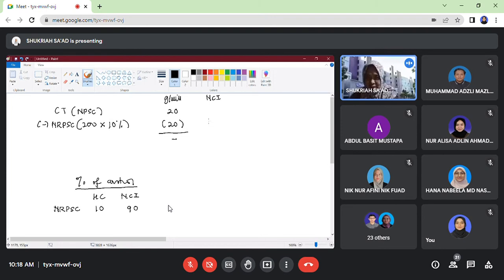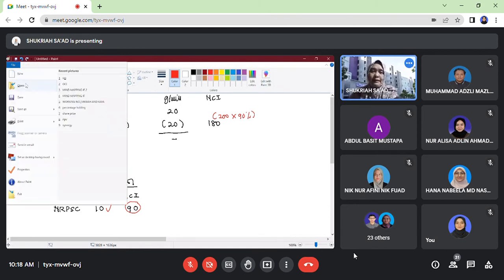The NCI must have a value here, 180. How do I get this 180? Because NCI is 90%, don't forget that in the NCI column there is a figure for non-redeemable preference share capital. The value comes from 200 multiplied by 90%. The one multiplied by 10% is already done. So put 180 under the NCI column. So the total with no goodwill is settled, and the total goodwill we transfer to CSOFP is 25. Then we go to the next subsidiary.